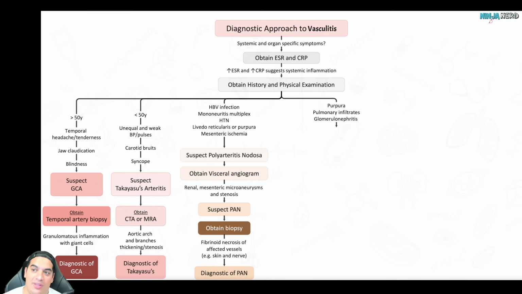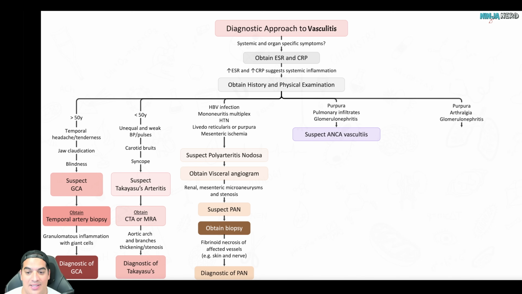If I have purpuric lesions, pulmonary infiltrates, in other words, a patient with infiltrates on the chest x-ray not getting better with antibiotics, or glomerulonephritis, I should be concerned about an ANCA vasculitis. Whereas, if I have purpuric lesions, arthralgias or joint pain, and glomerulonephritis, I should think about the triad present for immune complex vasculitis. How do I differentiate these two? Well, if I really wanted to, I should just get labs for all of these.